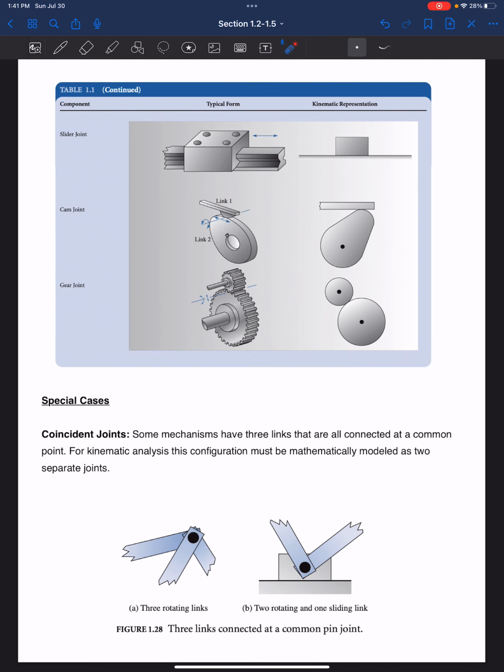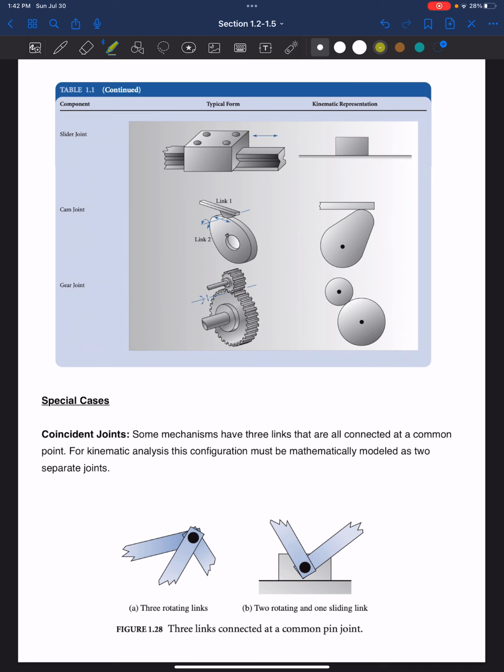We also can get a look at the slider. Easy enough to determine that this box will slide right here. Cam joint as well as a gear joint. So let's take a look at some of these special cases. Some mechanisms have 3 links that are connected at a common point. For kinematic analysis, this configuration must be mathematically modeled as 2 separate joints.